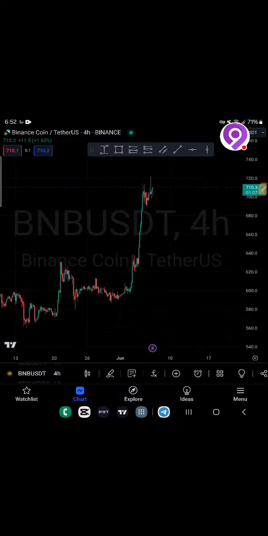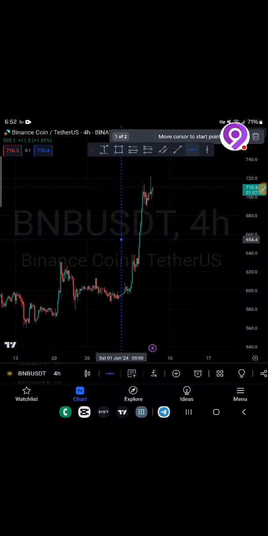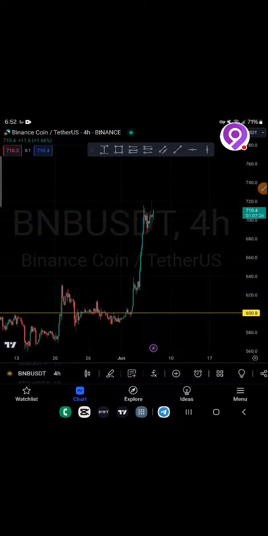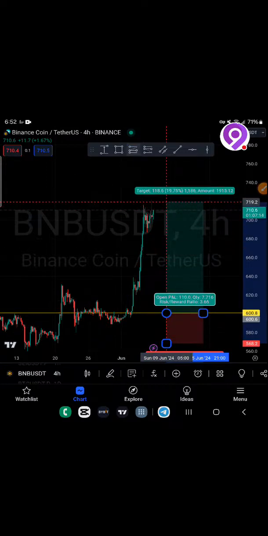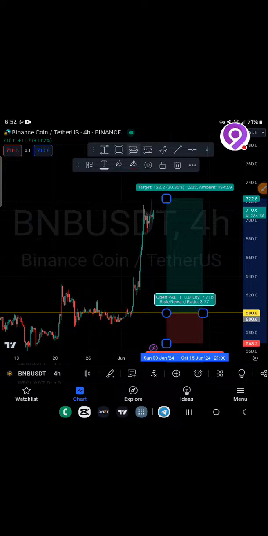I don't advise you jump into this trade, in as much as you've not gotten involved from 600 for BNB. Now the current price is around 710. That's approximately 20% profit. So if you've not gotten involved when the market was consolidating, I see no reason why you want to jump into it for now.